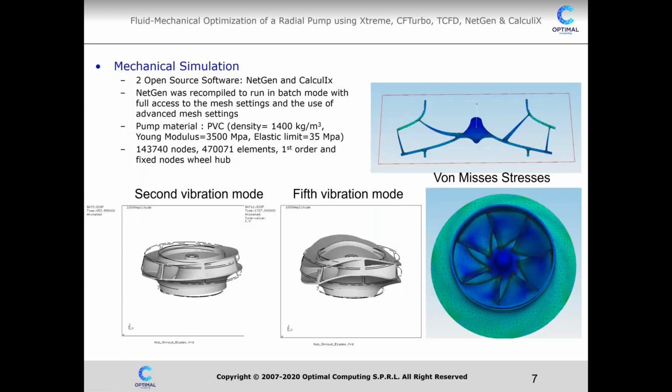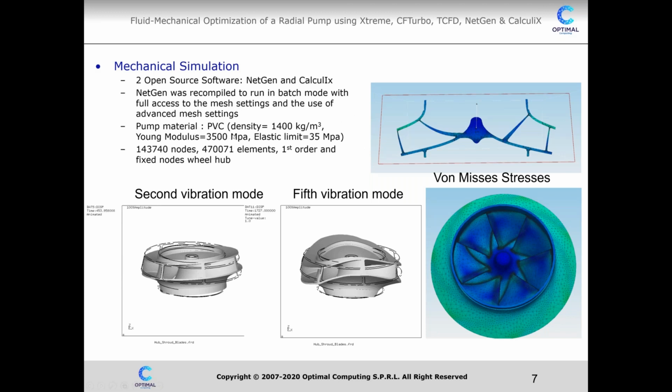For the mechanical simulation, as I said during the presentation, we use NetGen to generate the mesh and Calculix to calculate both the static and dynamic mechanical properties. NetGen is available in source code, so we could get the source and recompile it in order to be able to launch it in batch mode and have all the freedom to manage the meshing parameters here.